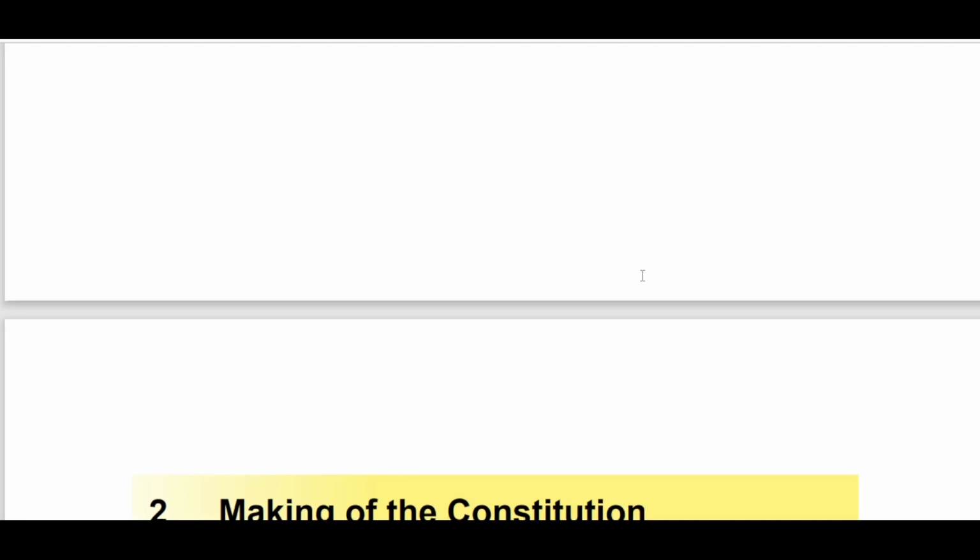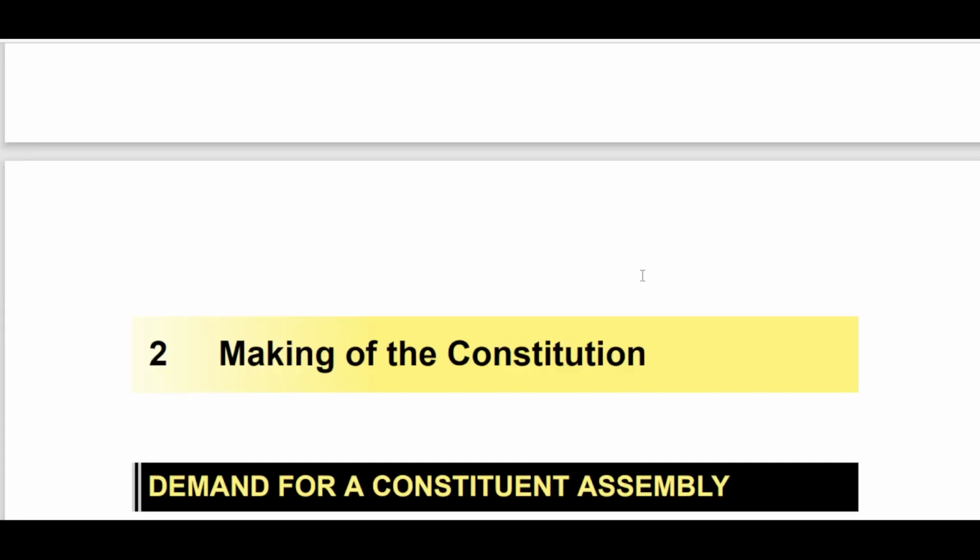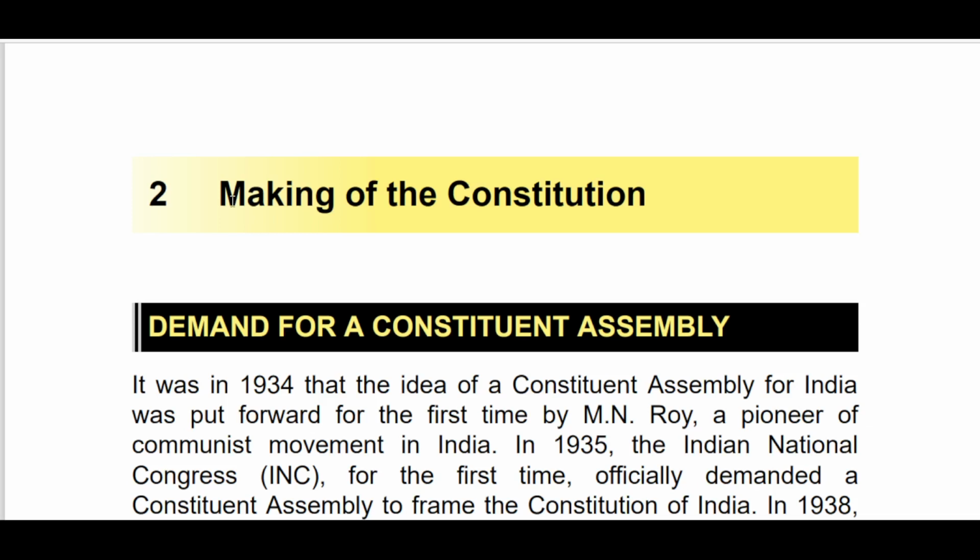Okay, so this was all about this chapter. From tomorrow, we are going to start a new chapter, that is the making of the Constitution. In this chapter, we will study how the Constitution was made.